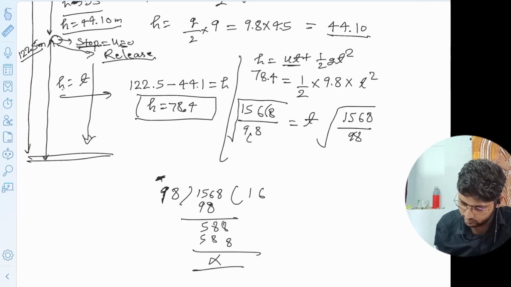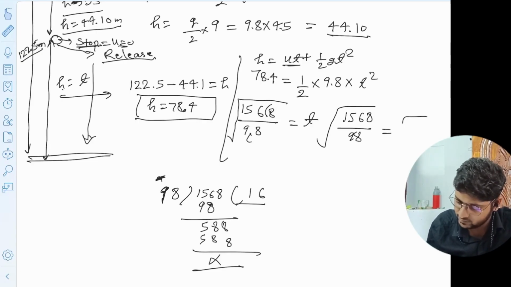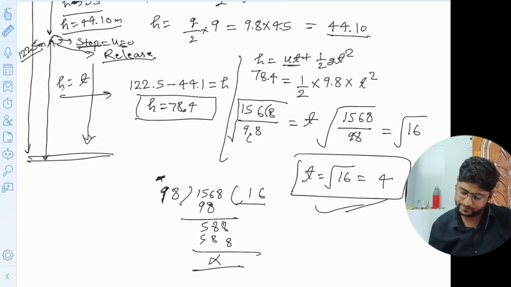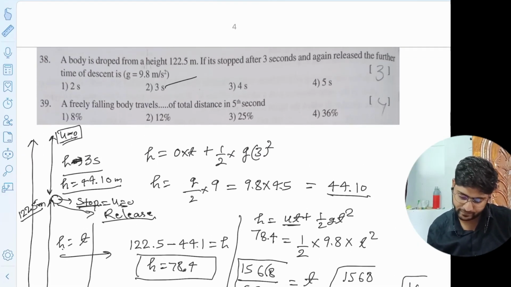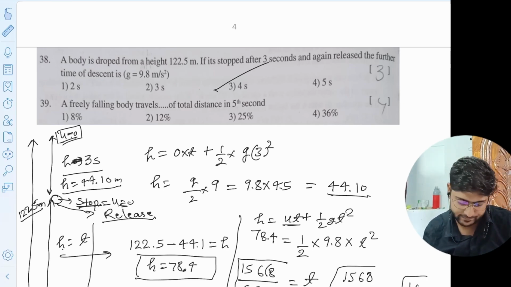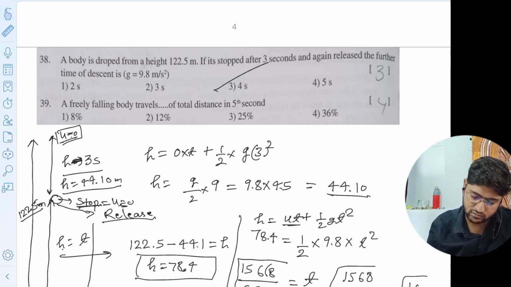So it will be cross. So we got 16. When you divide, you will get equals to square root of 16. So time equals the square root of 16, which equals 4. Time equals 4 seconds, which means option number 3. Now we have to solve question number 39 also.